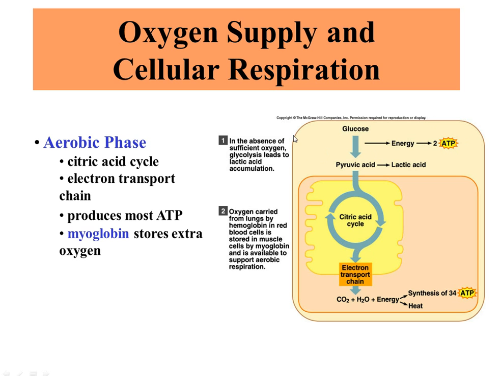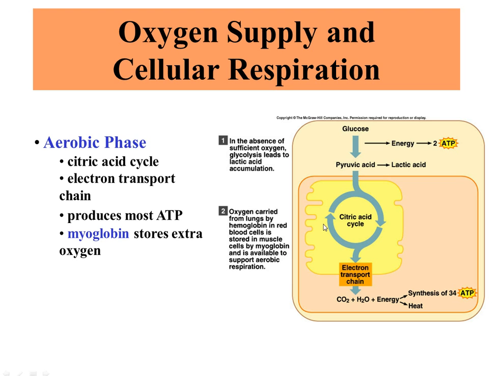Now this is a cell. This is representing a cell here. And this area is where the cytoplasm is. And in the cytoplasm is the jelly-like substance called cytosol. In the cytosol you can have the production of some ATPs, but this does not require oxygen. When we're talking about the aerobic phase, it occurs in the mitochondria, the powerhouse of the cell.